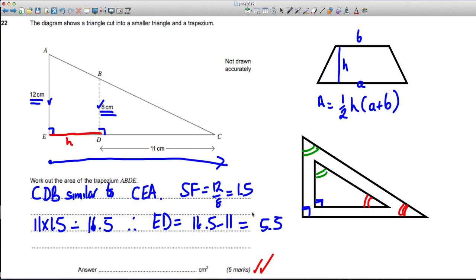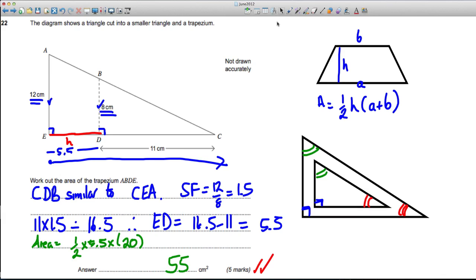And now we know this distance is 5.5, so we can work out the area of the trapezium. So the area is equal to a half, times the height, which is 5.5, times these two distances, 12 plus 8, which is 20. So 20 times 5.5 times 0.5, we would get ourselves 55 centimetres squared. And we're done for 5 marks.